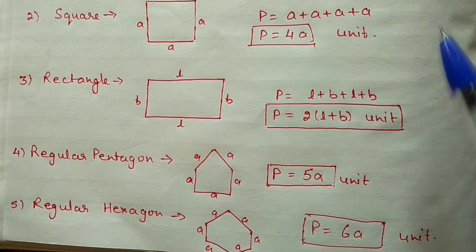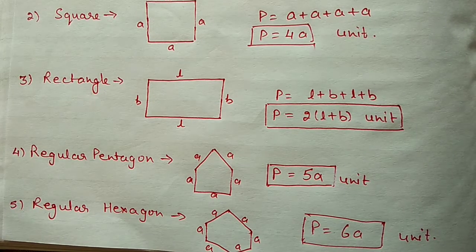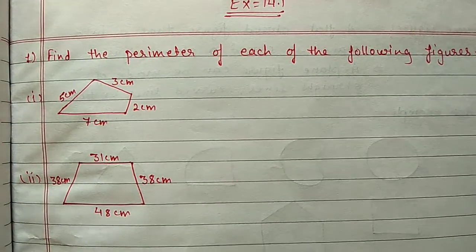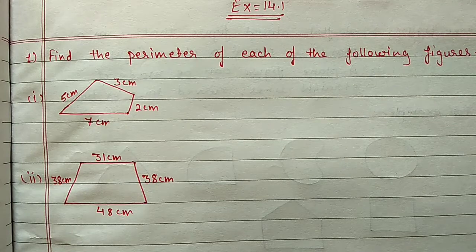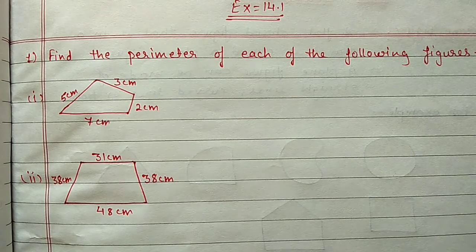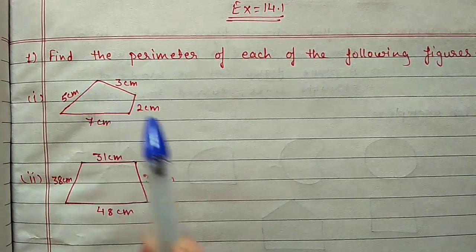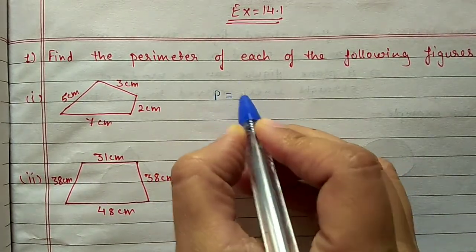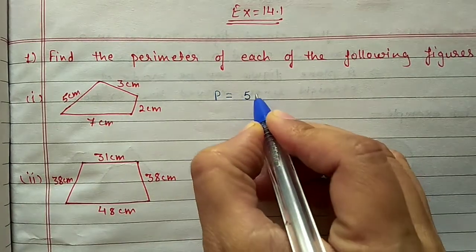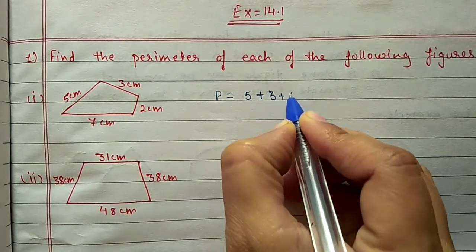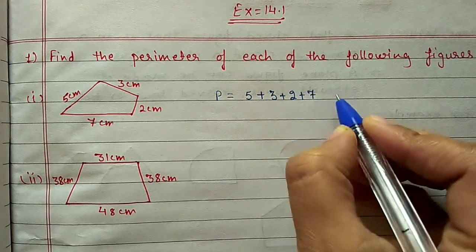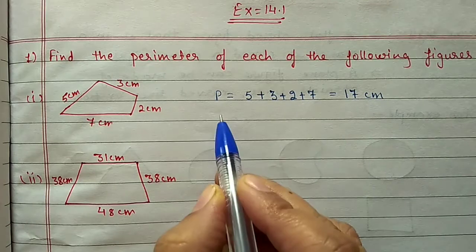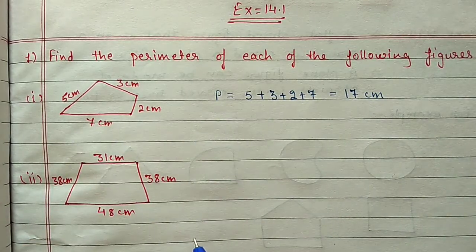With the help of these formulas we are going to solve the next exercise. Now we will start exercise 14.1, question number 1. Find the perimeter of each of the following figures. The first figure is a quadrilateral, 4 sides are there, and the perimeter of this figure will be the sum of all the sides. So the first side is 5, then 3, then 2 and then 7. If you add all these sides you get 17 centimeter. 17 centimeter is the perimeter of this figure.